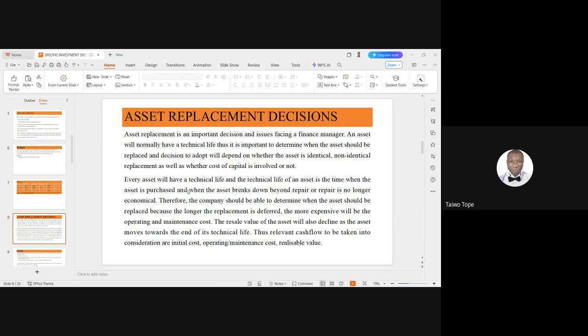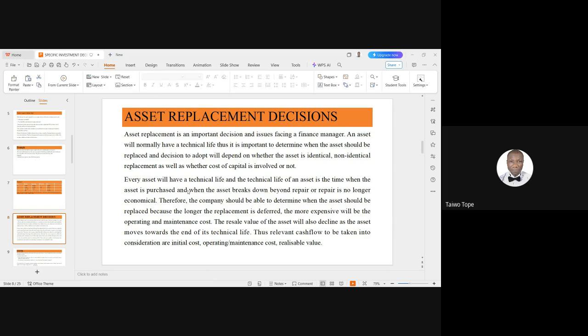We have various types of replacement decision. We have the identical replacement decision, that is replacing an asset with the same type or model. The analysis focuses on finding the optimal replacement interval. That is, should we replace the asset every 2 years, every 4 years, or every 6 years? That is the concept of this form of replacement decision, identical.